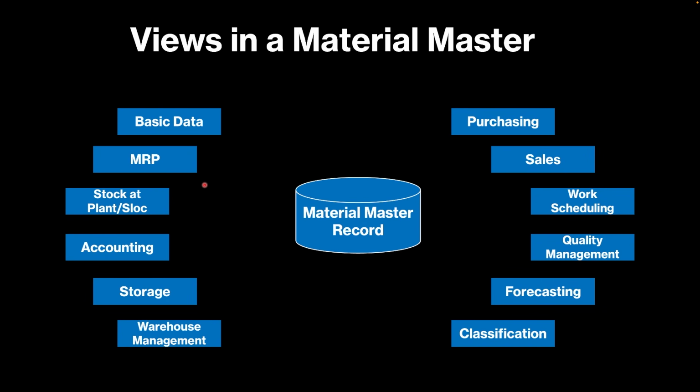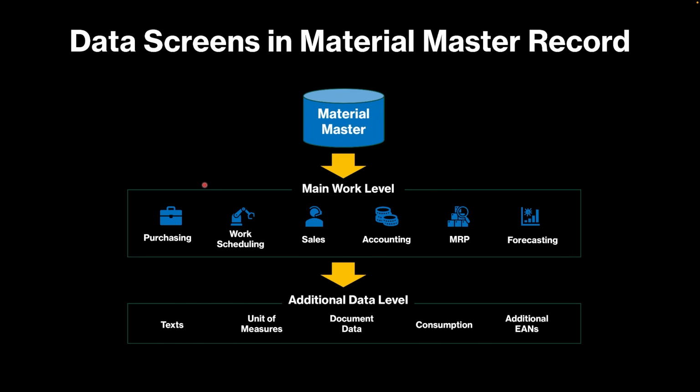Okay, so this is the first thing that you have to understand in the structure of material master, that it contains multiple views based on each department of your organization. So you can see here the material master is maintained at two levels. One is the main work level and another one is the additional data level. Now, what is the main work level? It is basically the combination of all these views. You can see here purchasing, work scheduling, sales, accounting, MRP, forecasting. All these are basically departments which will be utilizing the material master.